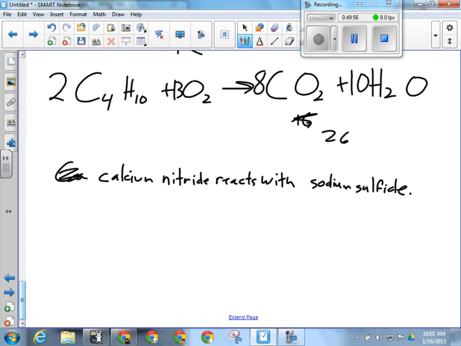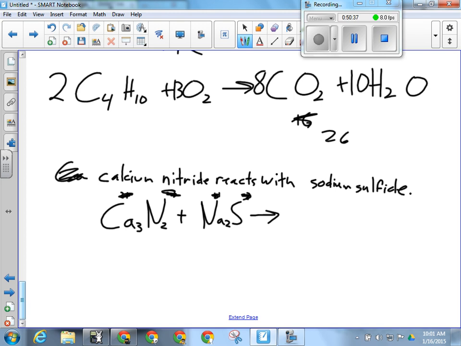If I'm going to predict the products, I need to first write the formulas for the chemical reactants. So, I have calcium with nitrogen. What kind of compound is that? It's ionic, metal, non-metal. So do I have to drop and swap? This is a 2 plus, this is a minus 3. So we're looking at Ca3N2. That's reacting with sodium sulfide. Na with S, also ionic. Plus 1, minus 2. So we're looking at Na2S.